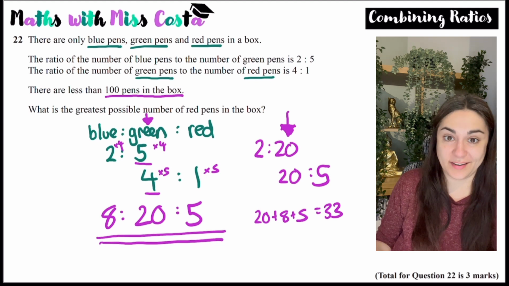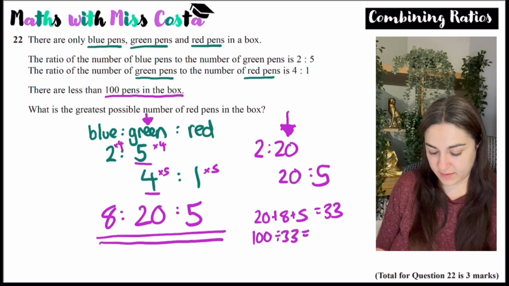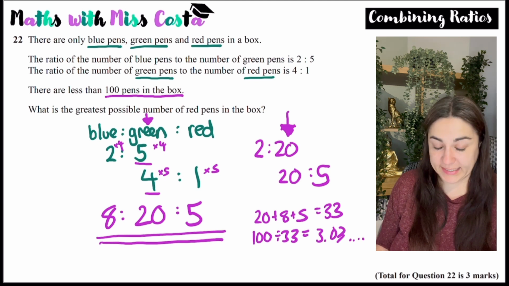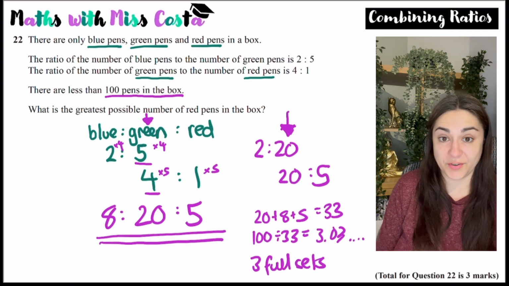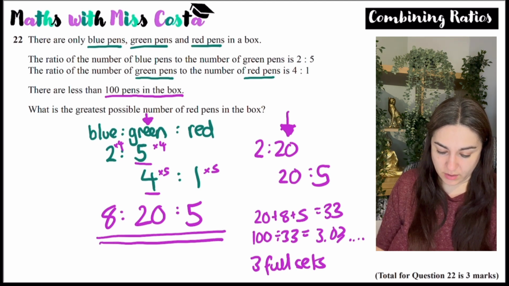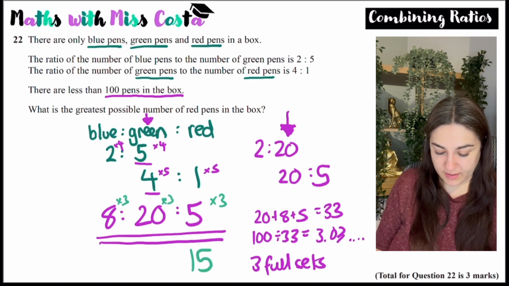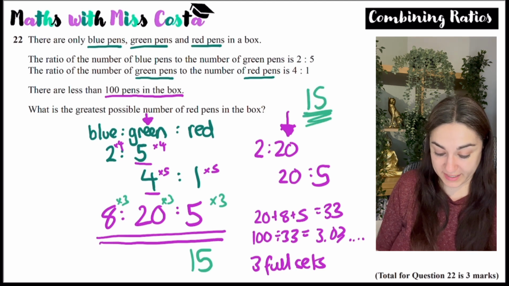And how many times can 33 fit into 100? If I did 100 divided by 33, that would give me 3.03. So I know that 3 full sets of this ratio partition are going to fit into 100. So the number of red pens is 5, and I can times everything by 3. I'd end up with 15 red pens, which would be the maximum amount of red pens.